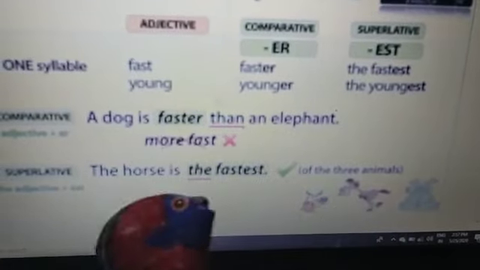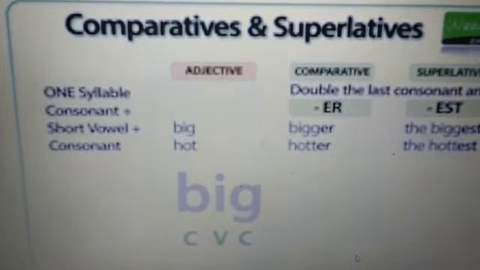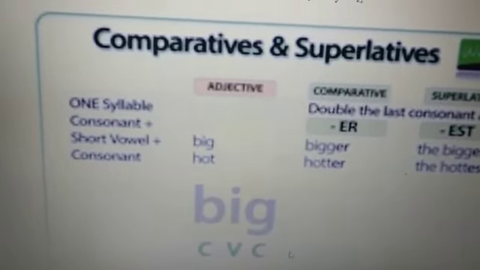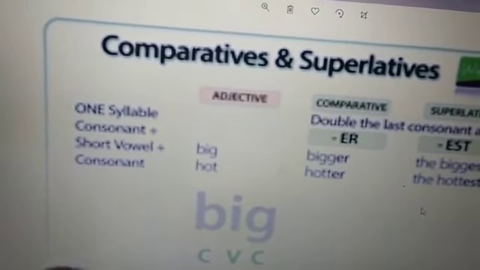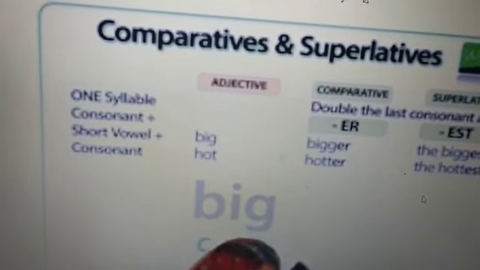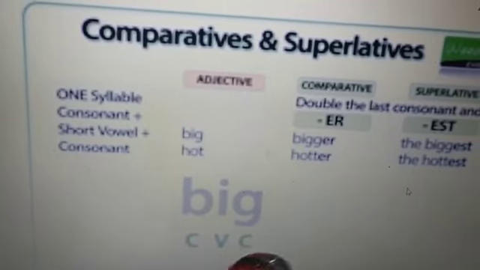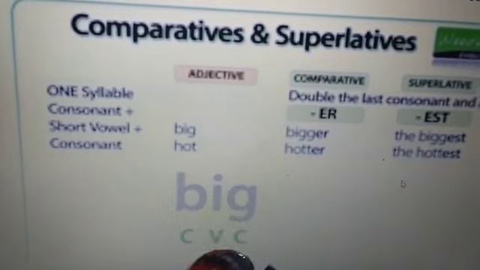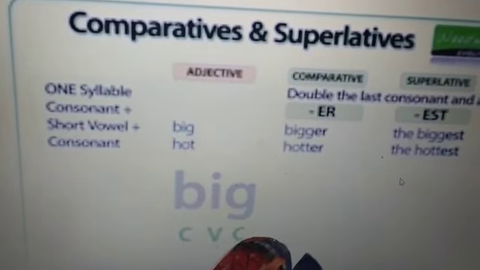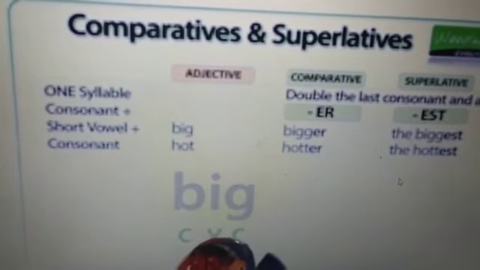Okay, student, if it sounds one syllable. Students, there are words which are one syllable, but it has a consonant, then a short vowel in between, and then again ends with a consonant. This we say CVC, big. You see, B is a consonant, I is a vowel, and G is a consonant. So here CVC, consonant, vowel, consonant.